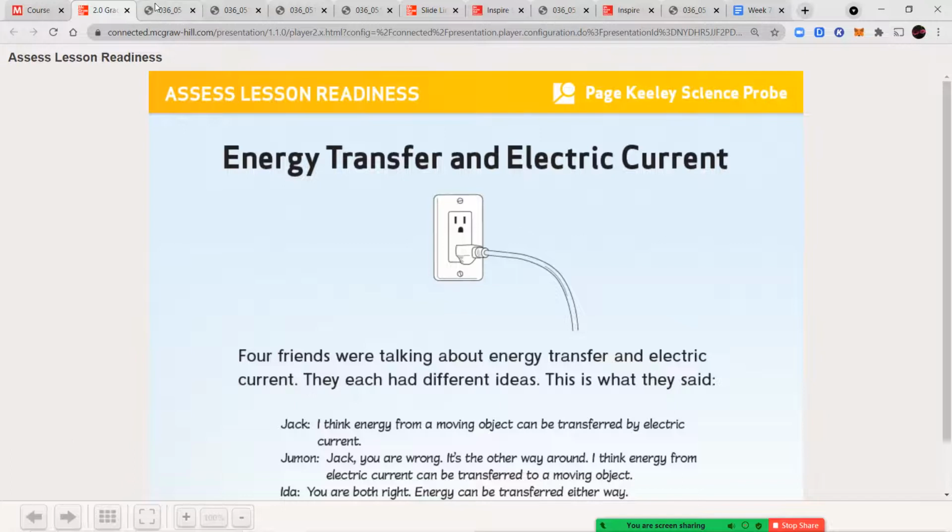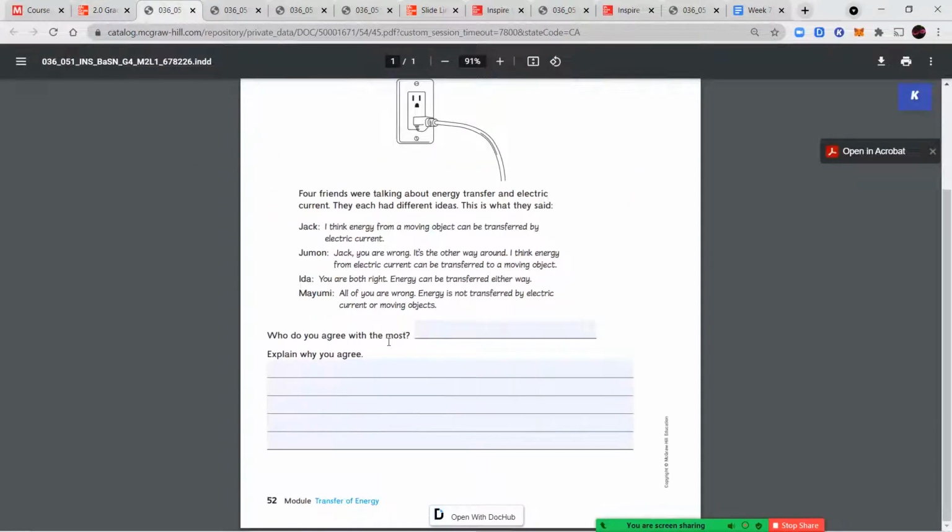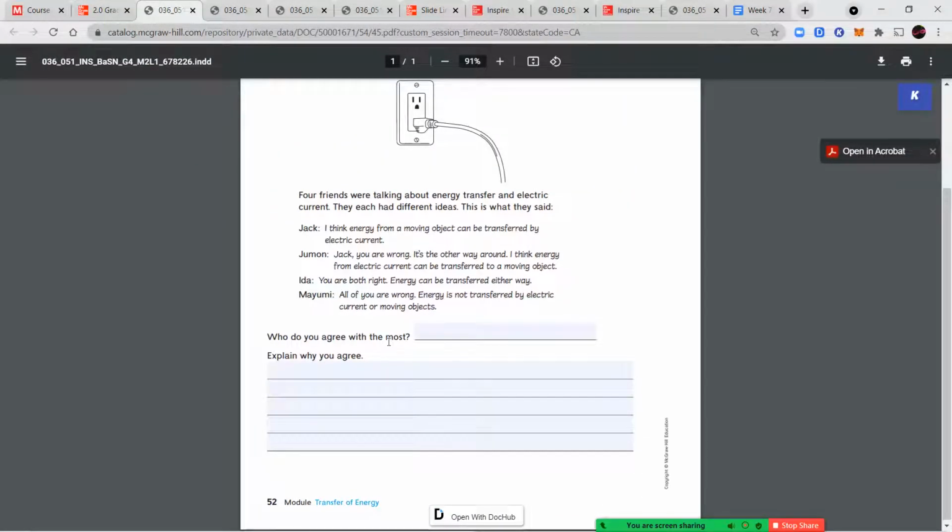Now, for our first pages, we're going to go ahead and complete page 52, where we're going to notice that these four friends all have different ideas about energy transfer and electric currents. So take a minute to read through this scenario and decide which one you agree with the most and explain why you agree with them.